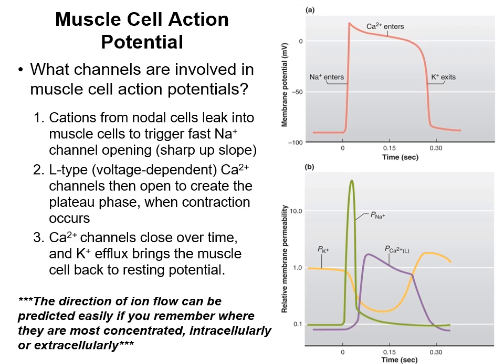So let's go in order here. So first, cations from nodal cells leak into the muscle cells to trigger fast sodium channel opening, which is the sharp upward slope. The L type, which is the voltage-dependent calcium channels, open to create the plateau phase when contraction occurs. So again, it's very easy to mix up, but the calcium in the nodal tissue during that upward slope at the beginning is the same type of channel. It's called the L-type calcium channel. That's the same channel as the one in the muscle tissue that's responsible for this plateau phase.